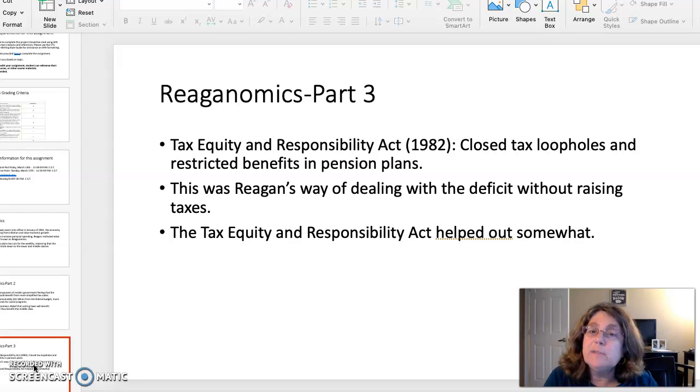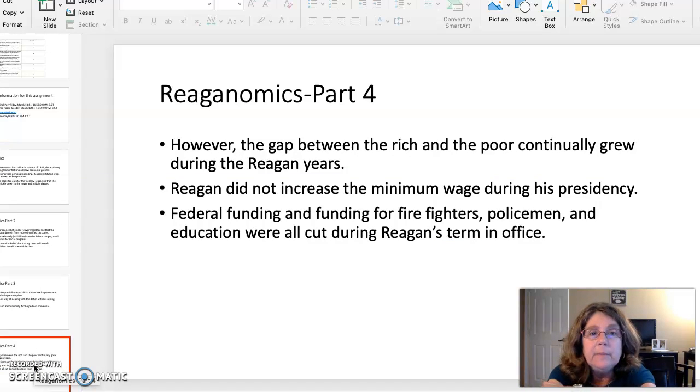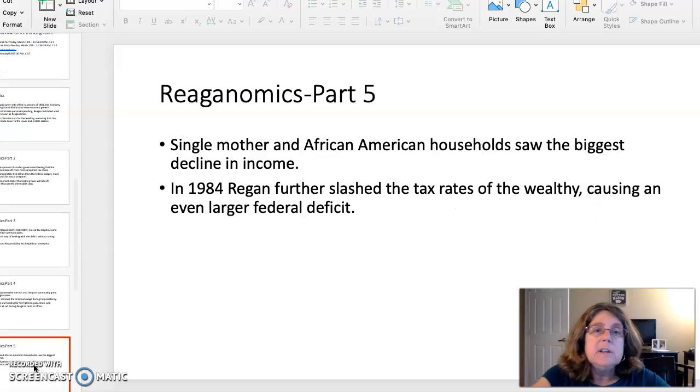The Tax Equity and Responsibility Act helped out somewhat, but really didn't help out as much as needed. It didn't do enough to aid the economy. The gap between the rich and the poor continued to grow during Reagan's 8 years in office. He did not increase the minimum wage while he was president, and he cut federal funding for firefighters, policemen, and education. Single mother and African American households saw the biggest decline in income.